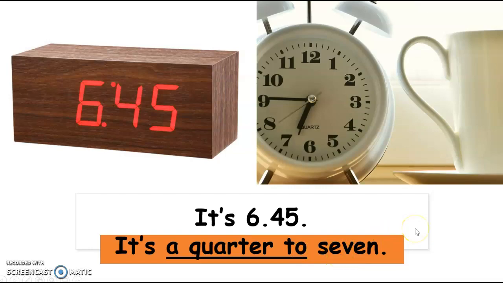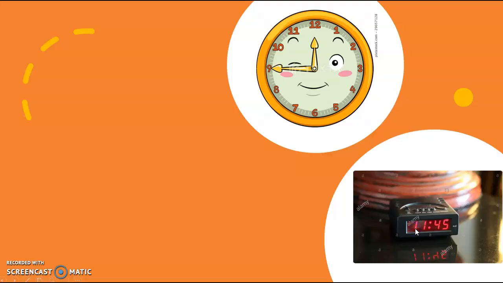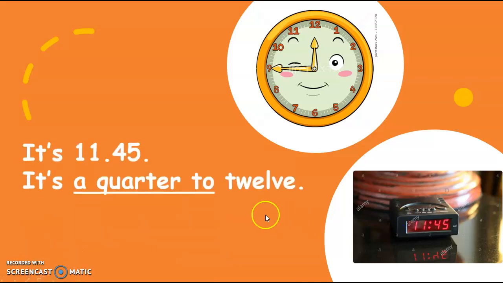Alright? Next, can you tell me what time is it? It's about 12 o'clock. It's 11:45. 我们知道这是11:45，还有1刻就要到12点了。So, it's a quarter to 12. Can you say with me? It's a quarter to 12.